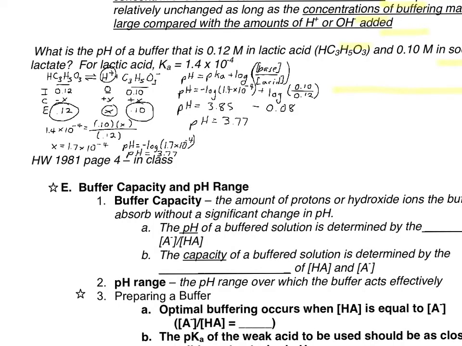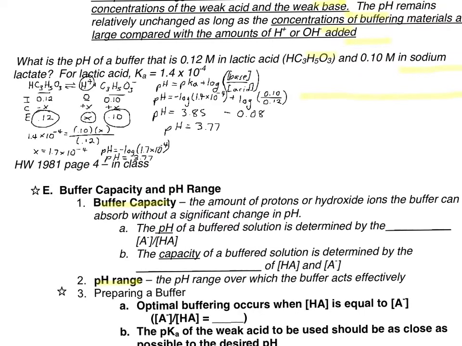Two terms we need to be familiar with are buffer capacity and pH range. Buffer capacity is pretty much how much acid or base these things can absorb before their pH starts to change. Now what we saw before was the pH depends on the value for Ka, but it also depends on the ratio of the conjugate base to the acid. The buffer capacity depends on how much of the base and the conjugate acid you're using.